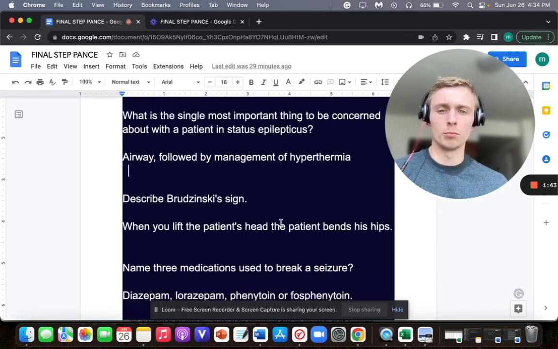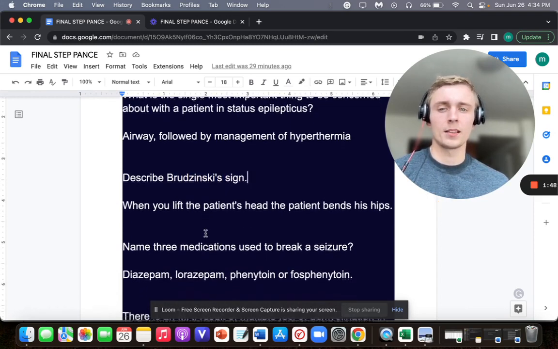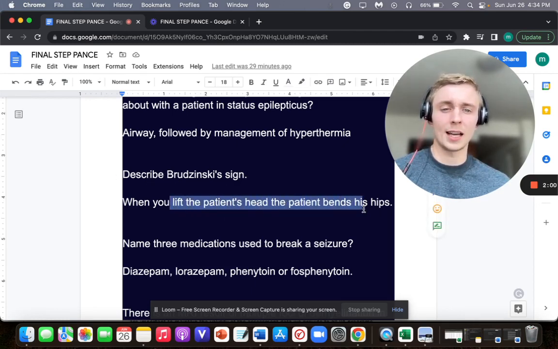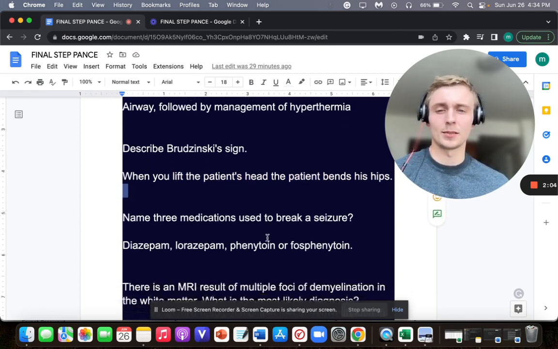Describe Brudzinski's sign. This is when you lift the patient's head and the patient bends his hips. So he's bending his hips to compensate as well. Brudzinski's sign: lifting the head and the patient bending the hips.